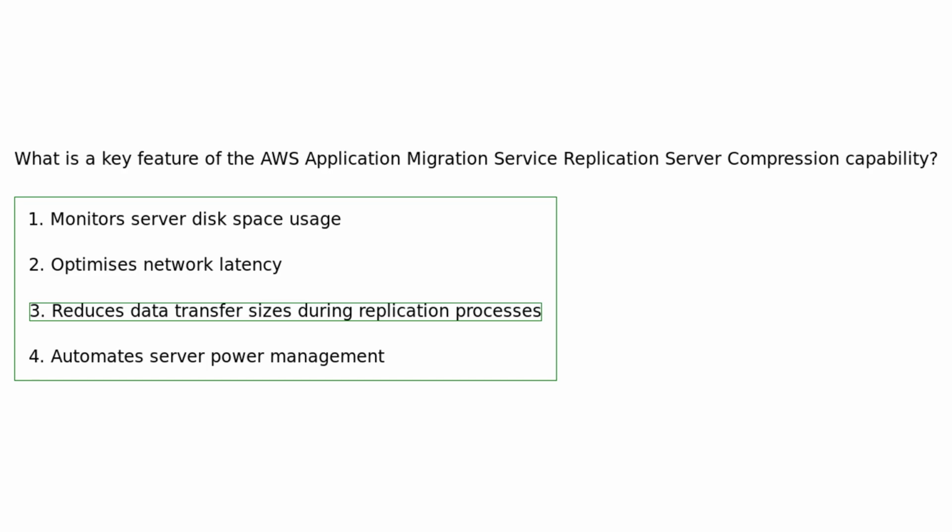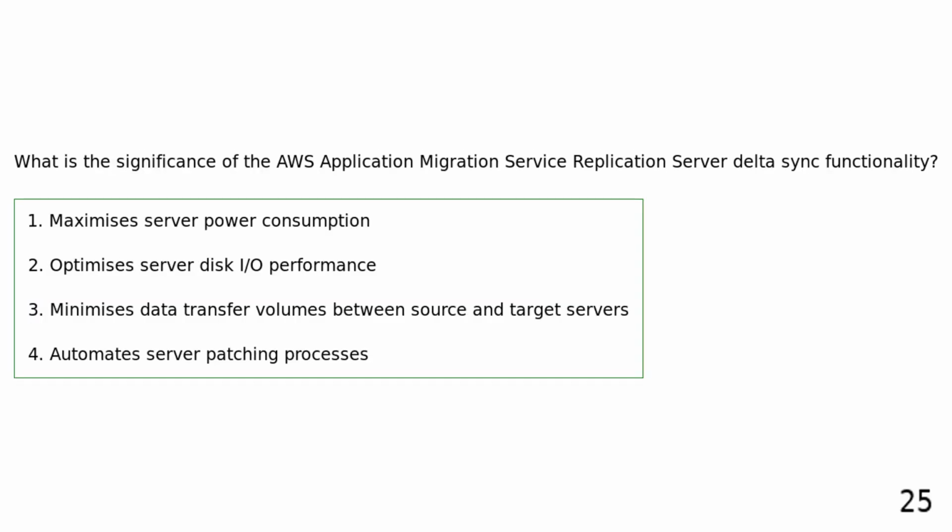The AWS Application Migration Service replication server compression capability reduces data transfer sizes during replication processes, enhancing data transfer efficiency and optimizing migration performance. What is the significance of the AWS Application Migration Service replication server Delta Sync functionality?